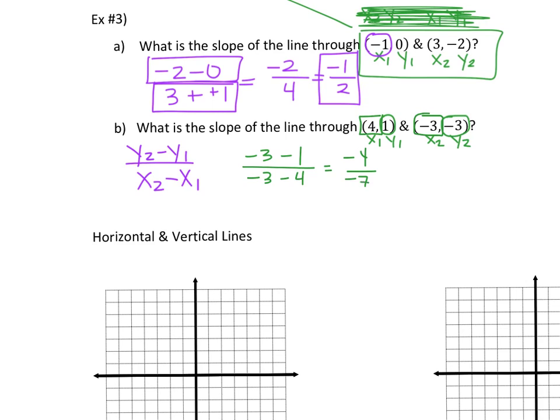Now, you guys are right. It is -4 over -7, but what's a negative divided by a negative? Positive. So you actually want to write this as 4/7. Okay, if you have a negative over a negative, get rid of those negatives. Okay, any questions on how you find slope?